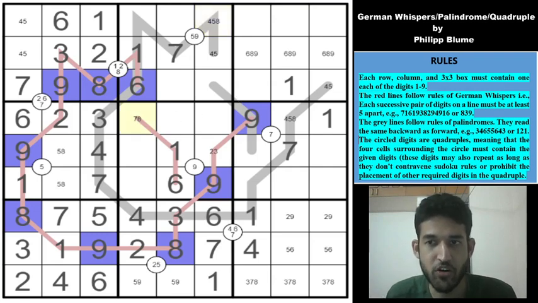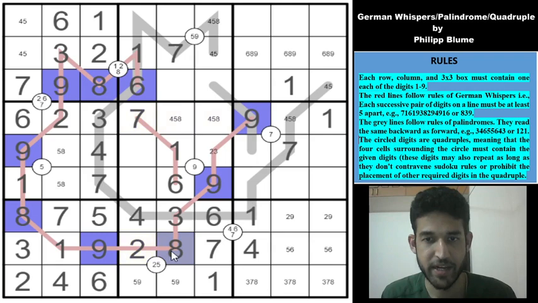Okay, so 7 in row 4 has only one cell left. No other cell can take the 7. So which means these two cells must be 4 5 8 for the row. There is an 8 here, so this is not an 8, this is 4 5.